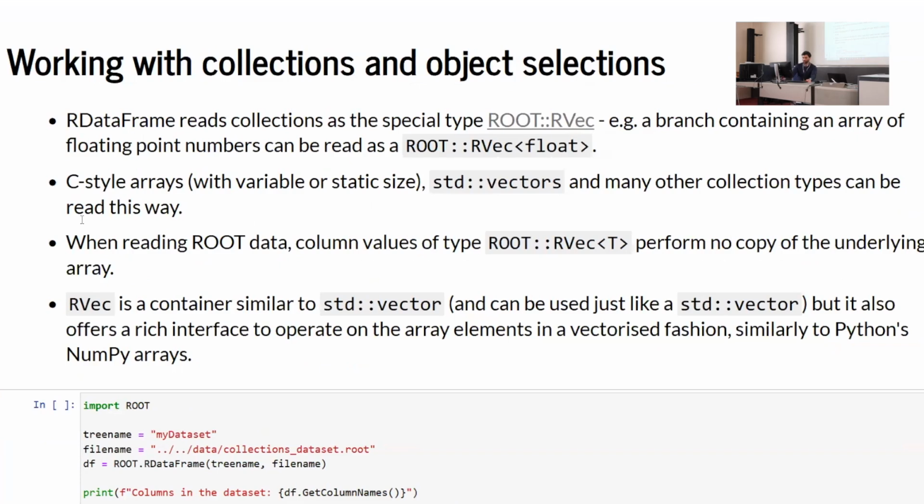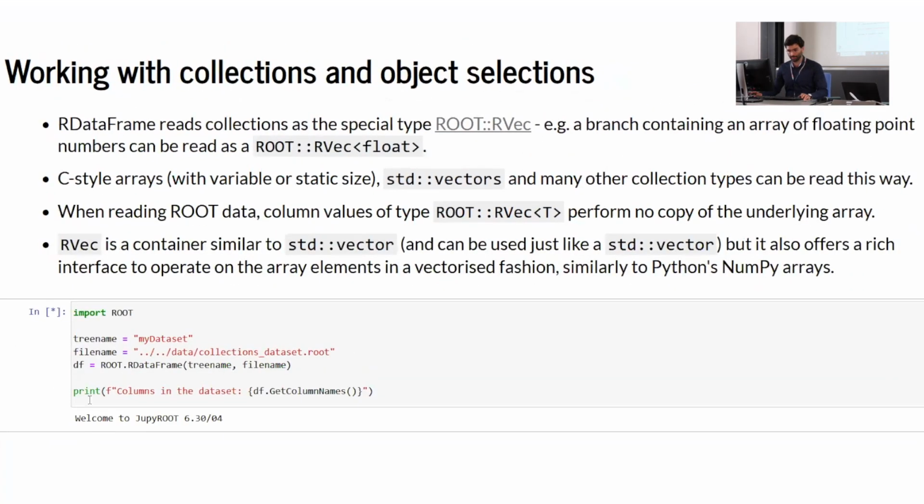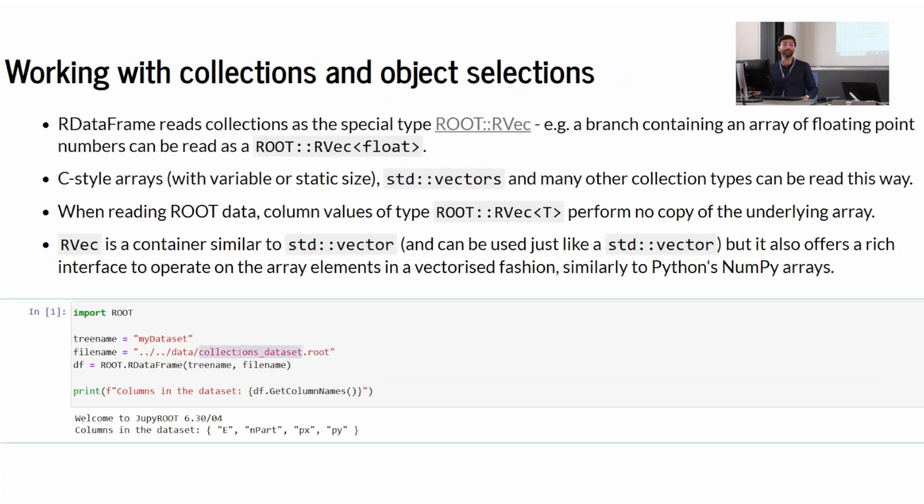So we have our usual constructor for the RDataFrame object. This time, if this is still visible, I hope, we have a different data set, a different file. And in this data set, we have 4 columns with the following names that you can see here.